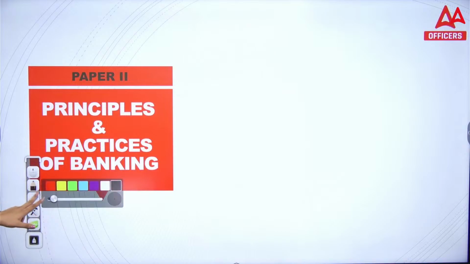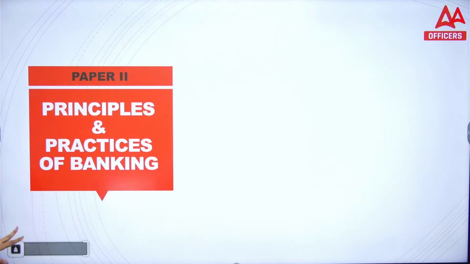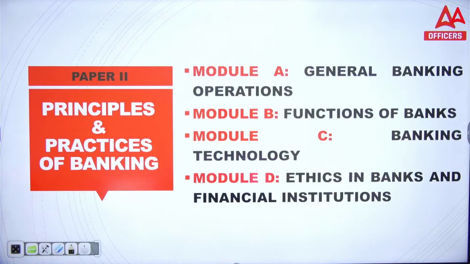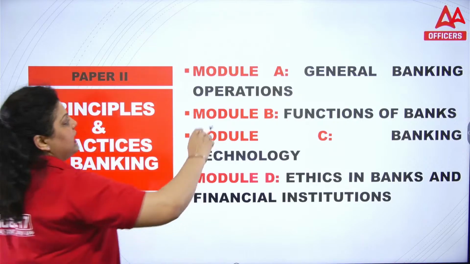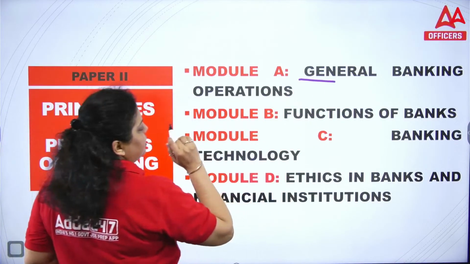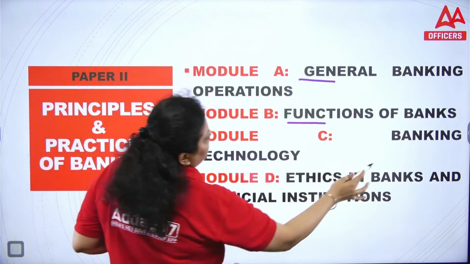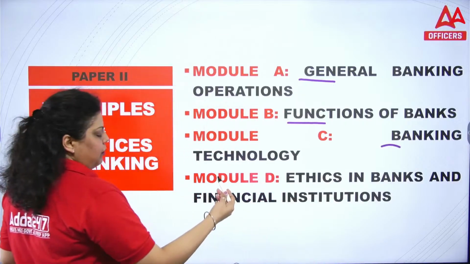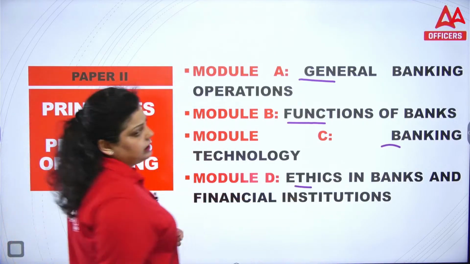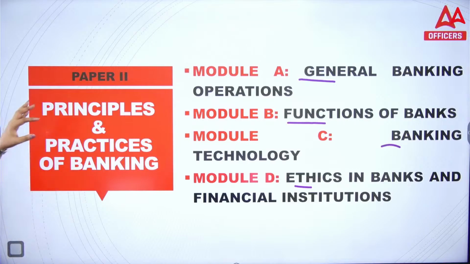First of all, PPB is your second paper. And this second paper covers 4 modules. Each paper of yours in JAIIB covers 4 modules. Module A talks about general banking operations, module B talks about the functions of banks, module C talks about banking technology, and module D talks about ethics in banks. These are the 4 modules in front of us for the PPB.